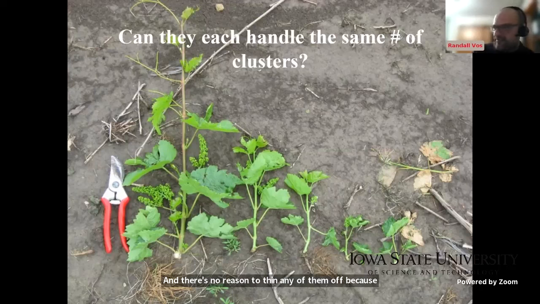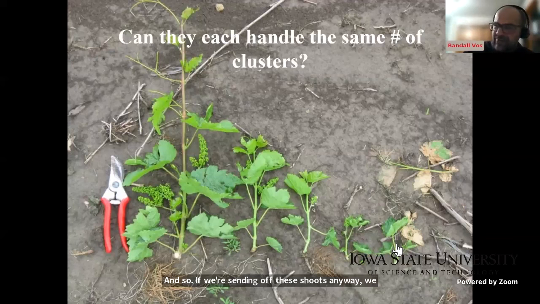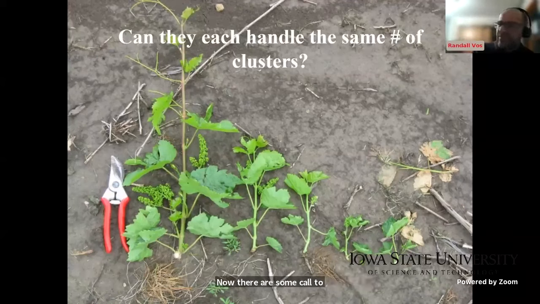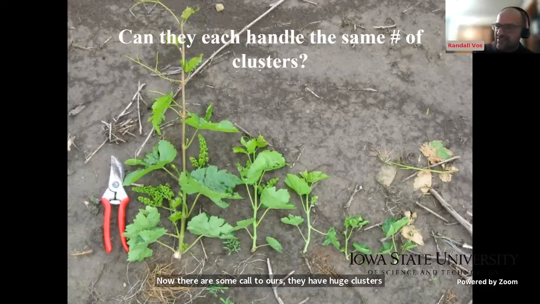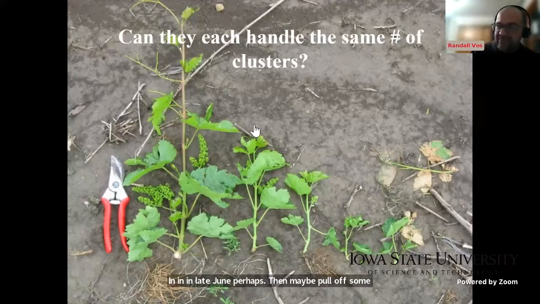And so if we're thinning off these shoots anyway, we don't really have to do much crop thinning. Now, there are some cultivars that have huge clusters that you still may have to, but I would say just read the vine. If the shoots are stunted in late June, perhaps, then maybe pull off some clusters. If they're not, probably not necessary. Again, it's tough to know without knowing what cultivar you're growing, but those are some generalities I would encourage you to consider.